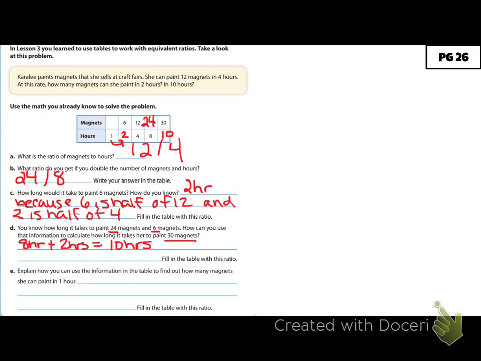Or we can also go back to our original rate of 12 to 4, and if we go back to what we talked about earlier, we can find our unit rate or our related rate, and we would divide both numbers by our second quantity. When we do that, you find that you get 3 to 1. So then we need to fill in our table with this ratio. We would put our 3 here. And you could also look that 1's half of 2 and 3 would be half of 6.